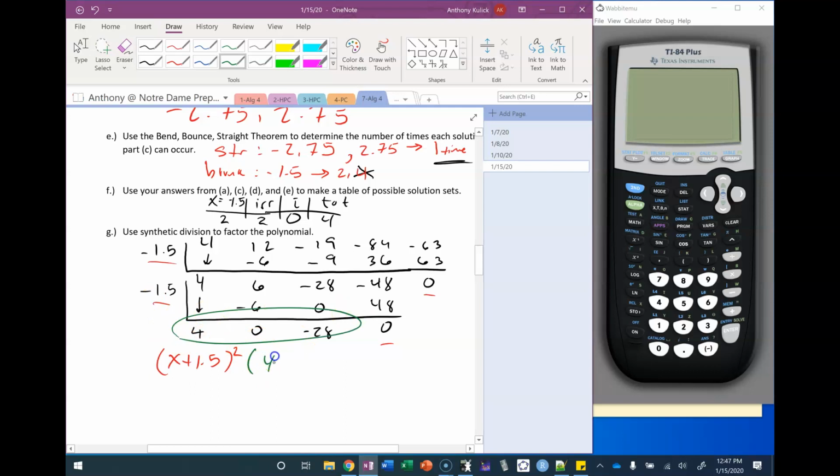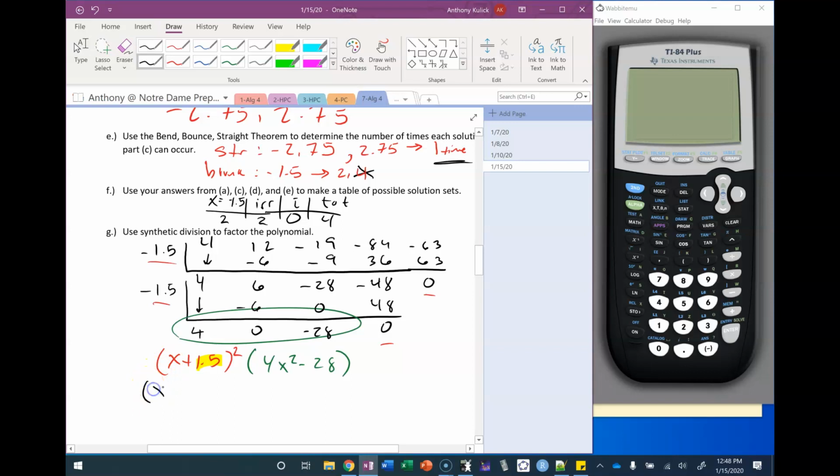And then this stuff gives me a 4x squared minus 28. Now this is my factored form, but this looks a little weird. Why does this look weird? I have decimals in my factor. So it turns out we can rewrite this a little bit to get rid of those decimals inside of the factor, because it's a little strange to give a polynomial that has all integer coefficients that factors into factors that have decimal coefficients. It's a little strange.